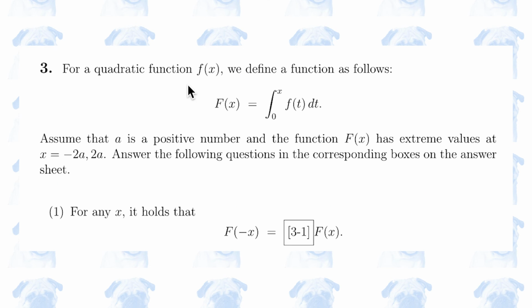Section 3. Now, the question states that f of x is a quadratic function, meaning that the antiderivative, capital F of x, must be a cubic function. Capital F of x has extreme values at x equals minus 2a and 2a. The last piece of information tells us that the graph of the antiderivative, capital F of x, is going to look something like this.